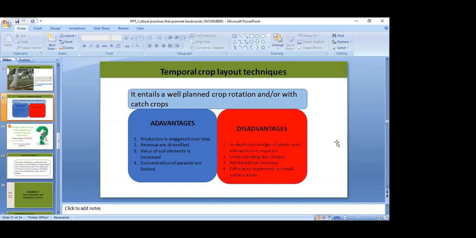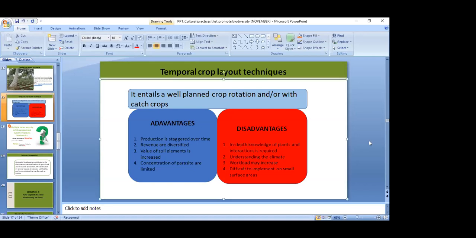You also need to understand the climate. Just as I explained during dry season and wet season, you need to understand the climate that supports each crop. There are some crops that are better cultivated during rainy season. You can do it during dry season, it will be more expensive, but it is better cultivated during rainy season. Then workload may increase. That's just the way it is. The workload, what you are going to do to make it successful, will increase. Then the last but not the least is it is difficult to implement on small surface area. If you want to attempt doing it on small surface area, you are going to incur much money. So that is the way it is.